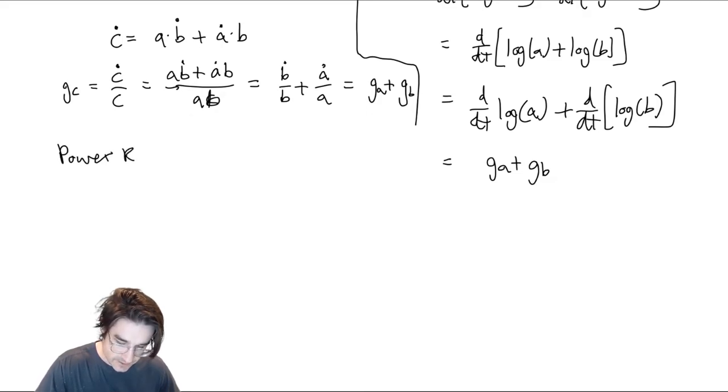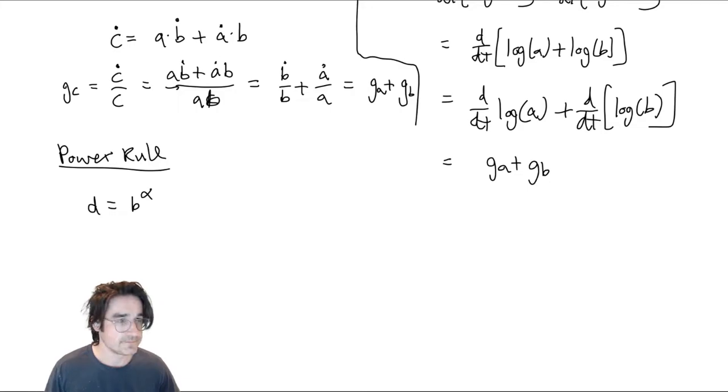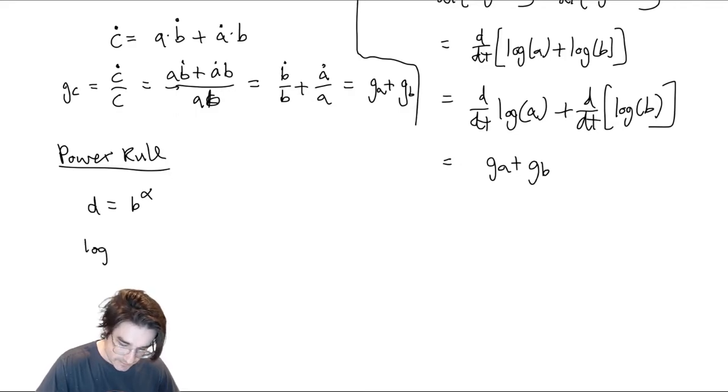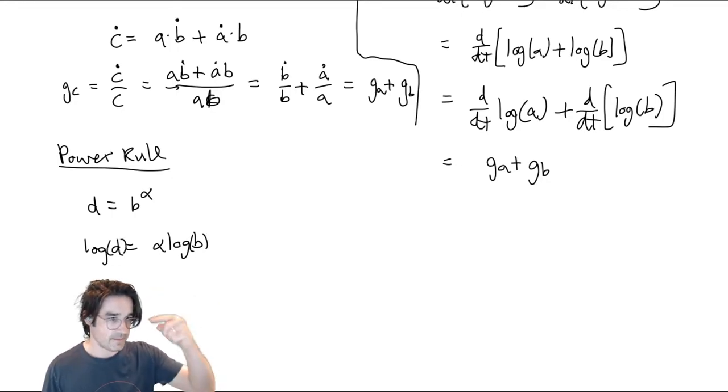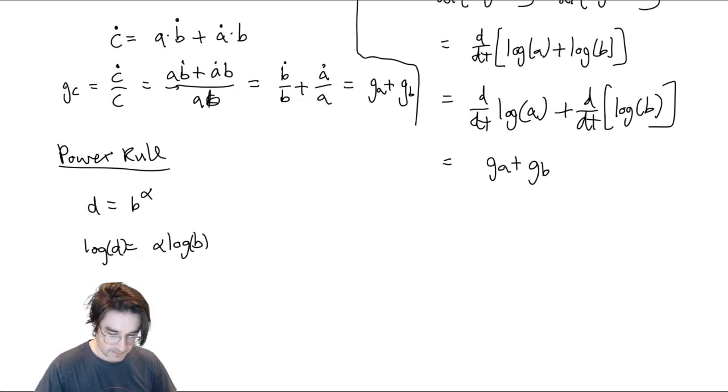I'll derive it using logarithms. Imagine we have d equal to b raised to the alpha. In that case, log d is equal to alpha log b, from the power rule for logarithms.